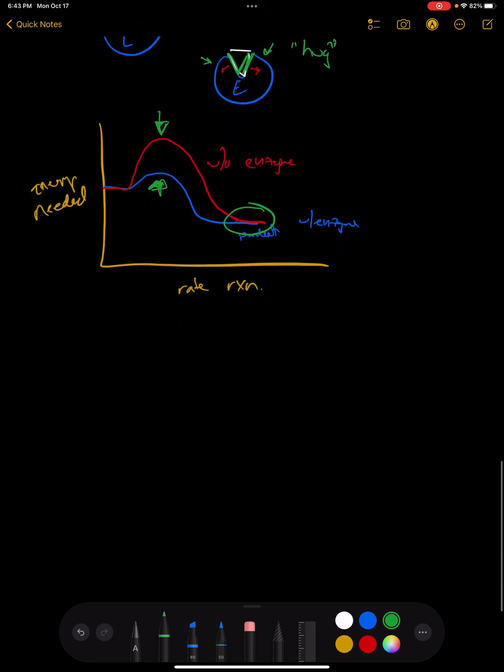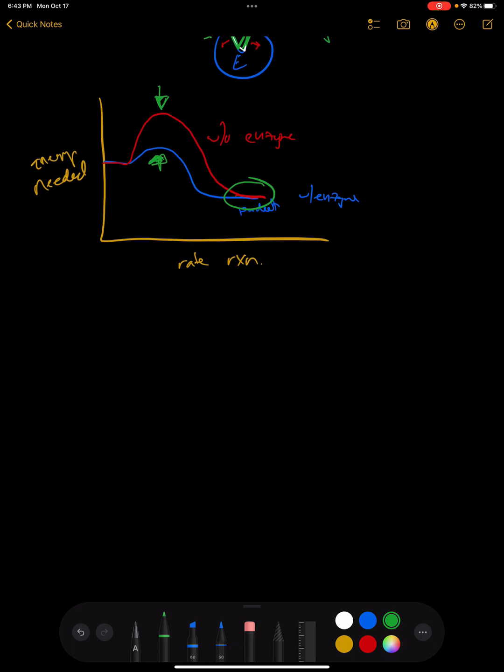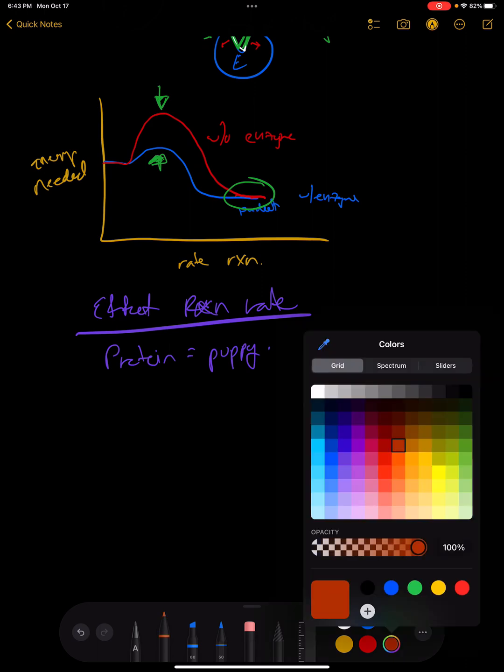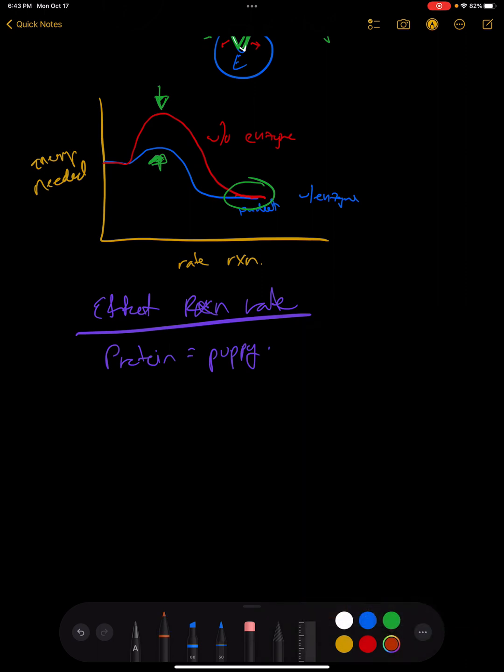Now, things that can affect my reaction rate. Well, remember, this is a protein, and so proteins are always like my puppy. What are things that can damage my puppy? All right, well, if I put the puppy in an oven, the puppy dies. If I put the puppy inside the freezer, the puppy dies. And so temperature has a huge effect, right?